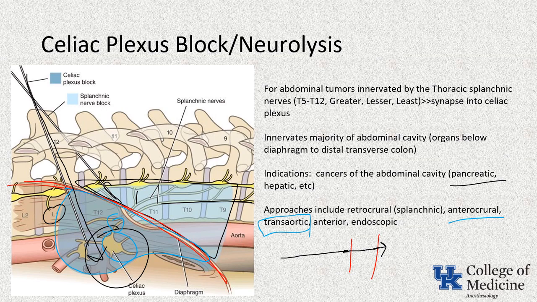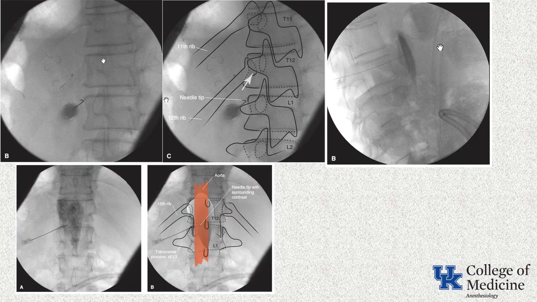There's other approaches. There's an anterior approach, there's an endoscopic approach that some of the GI doctors do, but those will not be discussed. This is essentially what we see when doing a celiac plexus block. We have the patient in a prone position. We identify the L1 vertebral body. We square off the superior end plate of the L1 vertebral body. We oblique our fluoroscope over to where the transverse process is overlying the side of the vertebral body. This gives us the angle that we need.